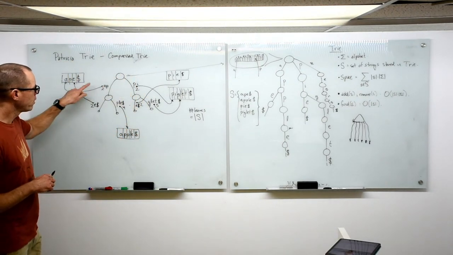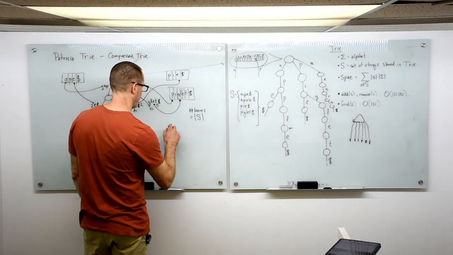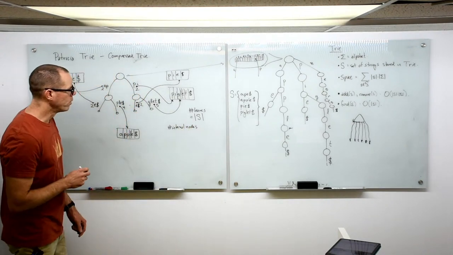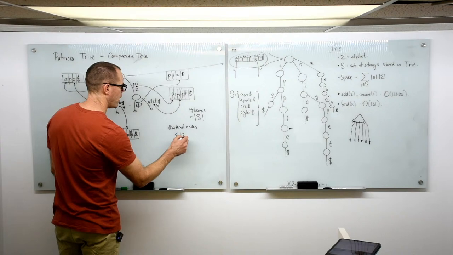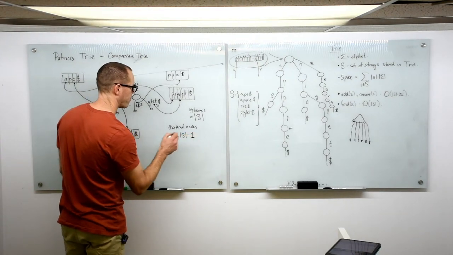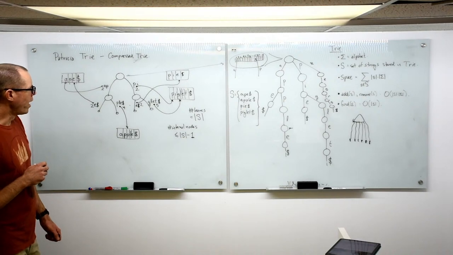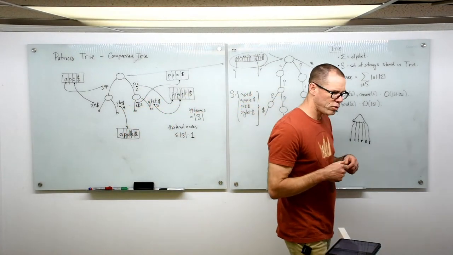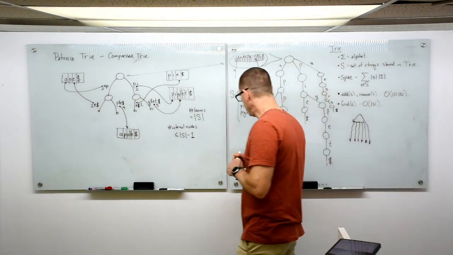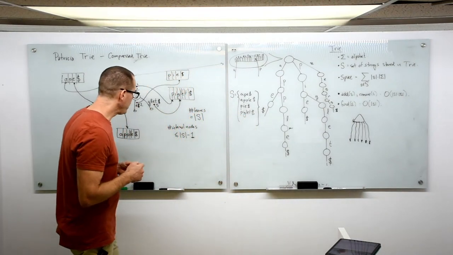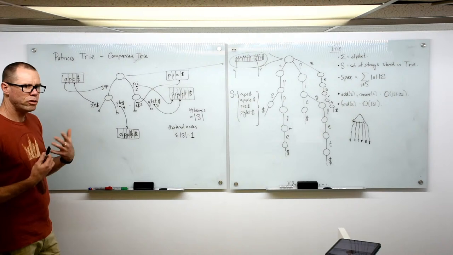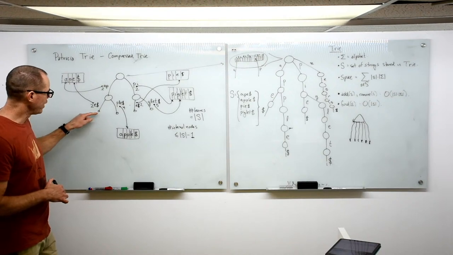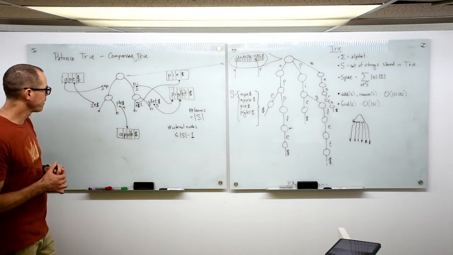What about these internal nodes? How many of those are there? Well, I'll tell you that it's less than or equal to the size of S minus 1. So why is that? It's basically a fact about trees that if you have a tree in which every internal node has at least 2 children, sometimes there's more than 2, but at least 2 children, then the number of internal nodes is always less than the number of leaves.